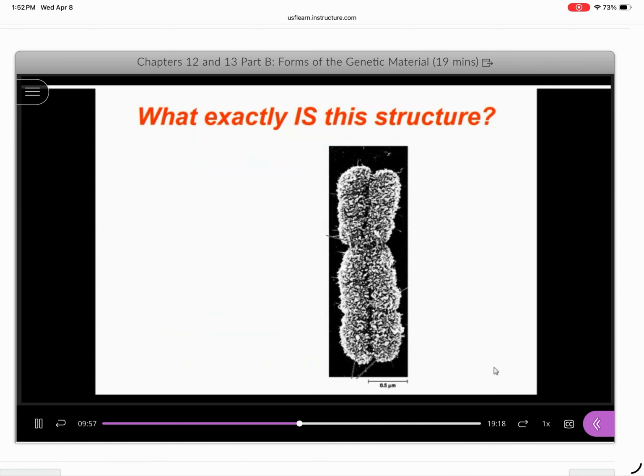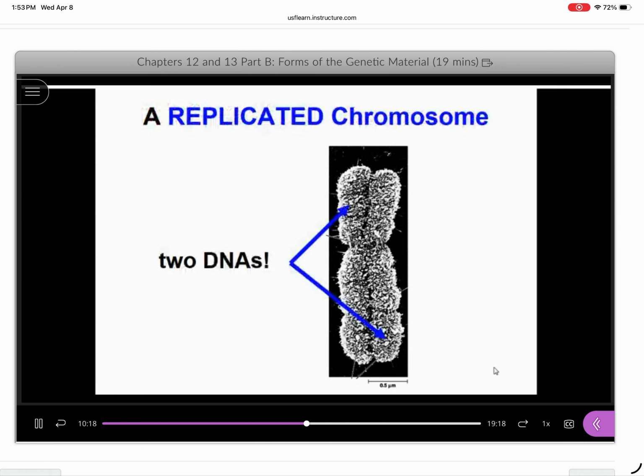So what is this structure? As we said, that's a chromosome. This is now a very high magnification. I think this is a scanning electron micrograph, SEM. But recognize that this is more accurately referred to as a replicated chromosome. It's a chromosome, but it's a replicated chromosome, meaning it's the product made for the purpose of cell division.